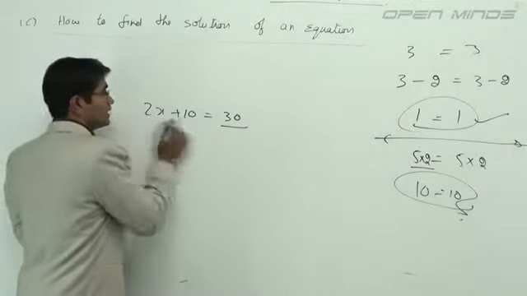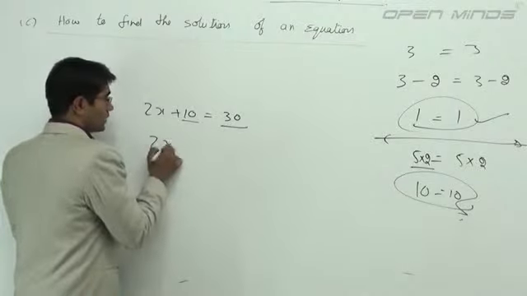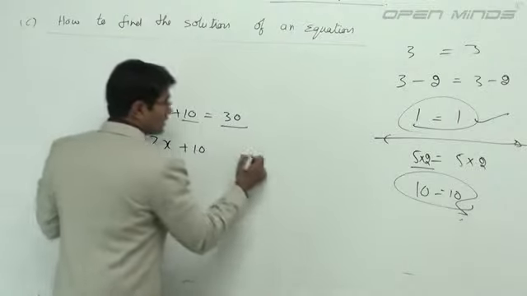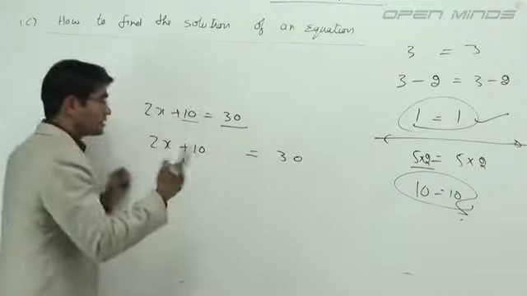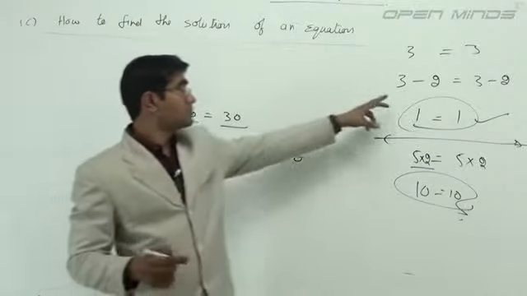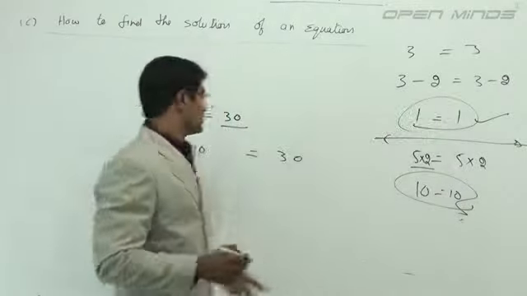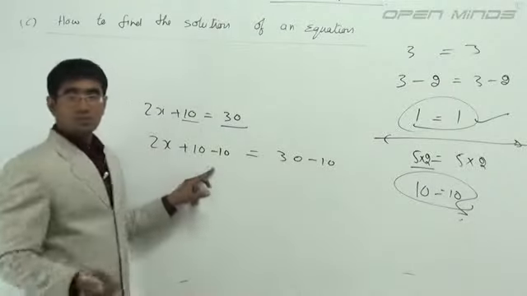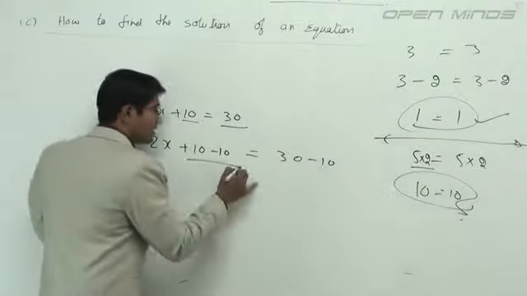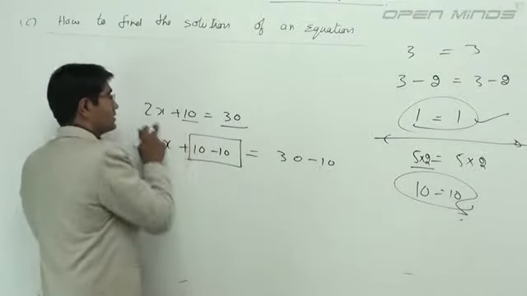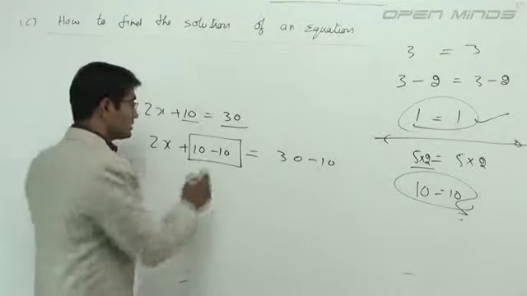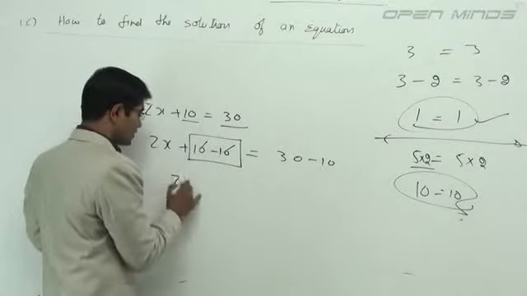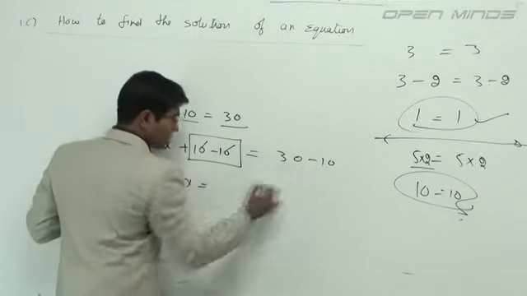How can I remove 10? I don't want 10 here. So I write 2x plus 10 is equal to 30. Can I do the same things on both sides? As in, can I subtract, like minus 10? Yes. So can I write minus 10 and minus 10? Yes, I can. If I do this, the best thing I'm doing is removing this 10 which was attached to x. So this goes off. 10 minus 10 is 0. I'll get 2x. 30 minus 10 is 20.